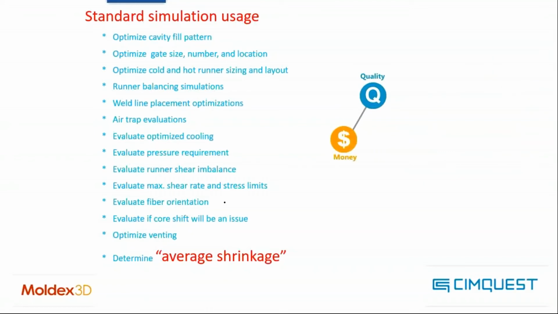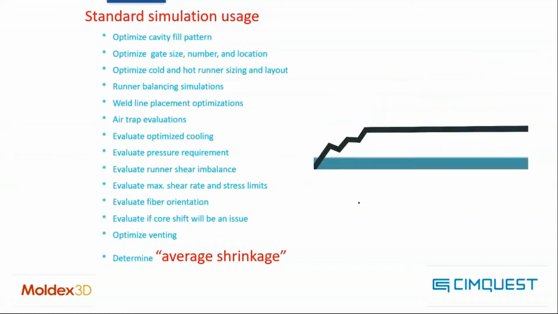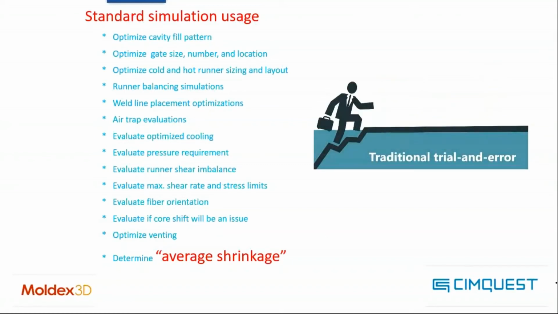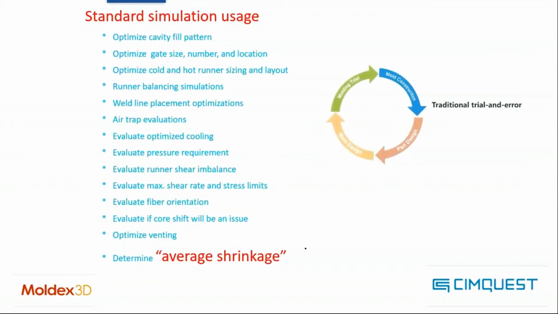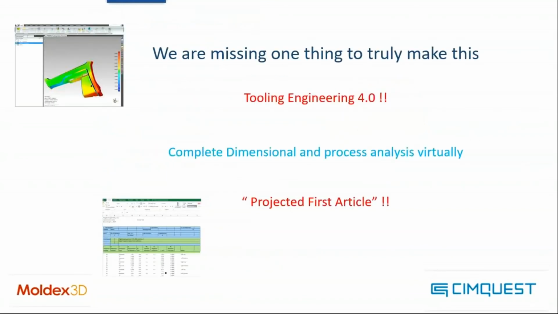One thing it doesn't really do, though, is tell you every dimension. It uses an average shrink for coming up with it, and this is where the main issue is. This average shrink can only do average. So one thing it's missing here is that when you put a model into Moldex3D, you can only compare your results to that model.